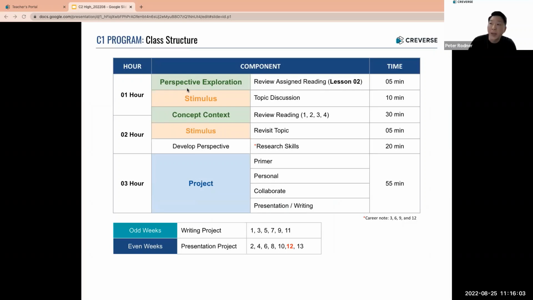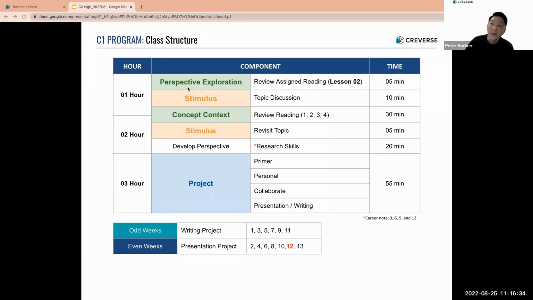Okay. So just to give you an idea, these are the parts that we just went over. Okay, the perspective exploration. This is just the review of the homework. Then you have the stimulus where you introduce the day's topic and you gather their first perspective on the ideas. Then the concept context, we review the reading sections that they had to do for homework. There'll be about 3 or 4 pages of those.